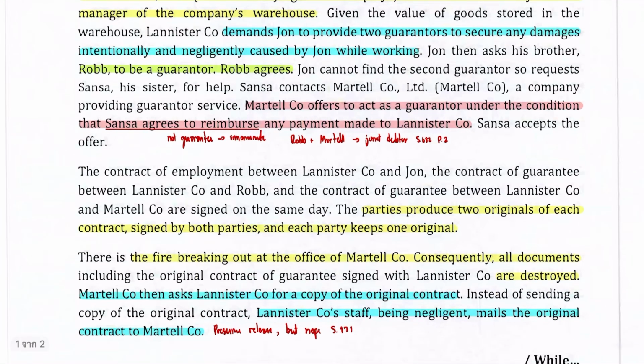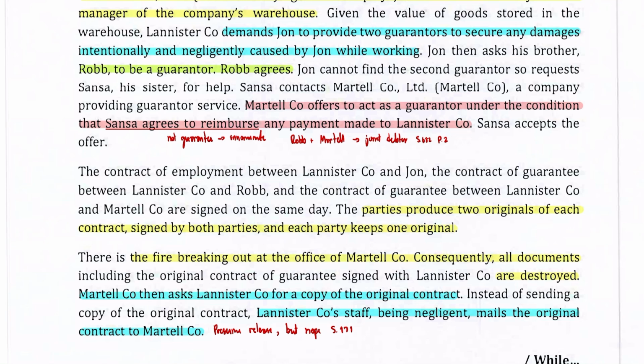Now the contract of employment between Lannister Cole and John, the contract of guarantee between Lannister Cole and Rob, and also Lannister Cole and Matthew Cole were signed on the same day. So it's not a matter here. Here Rob and Matthew Cole will be considered as joint debtors under section 682 paragraph 2.